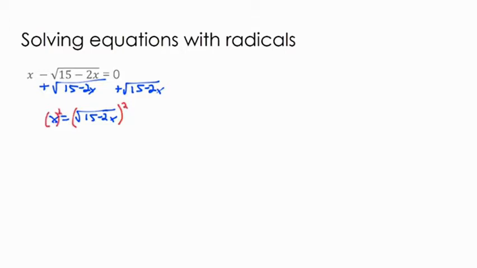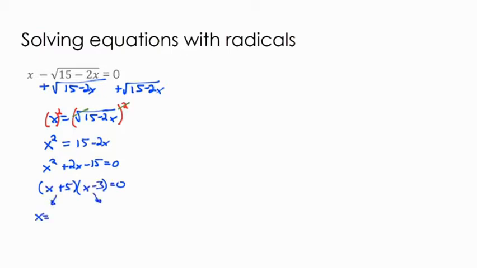So what we now have is x squared on the left side of our equation, and on the right side, since the exponent and the radical are inverse operations, it's just going to leave you with 15 minus 2x. And now you can see that we have a quadratic. Once I rearrange my equation and set it equal to 0, you could solve this using whatever method you want. I'm going to solve with factoring. And so if my factors are x plus 5 and x minus 3, that means that the solutions will be x equals negative 5 and x equals positive 3.